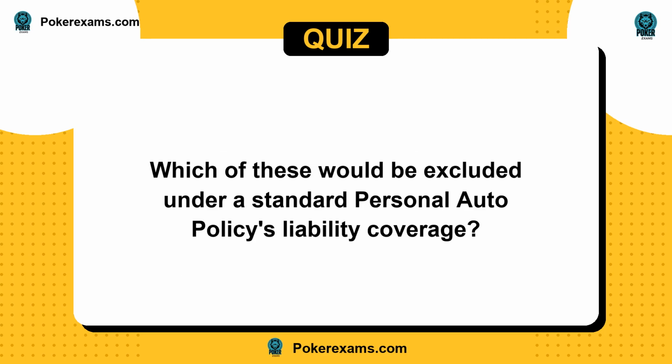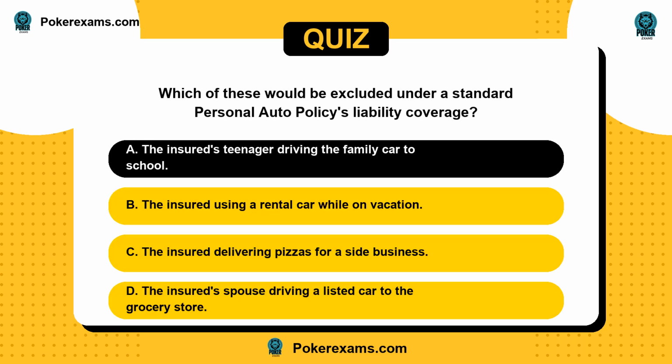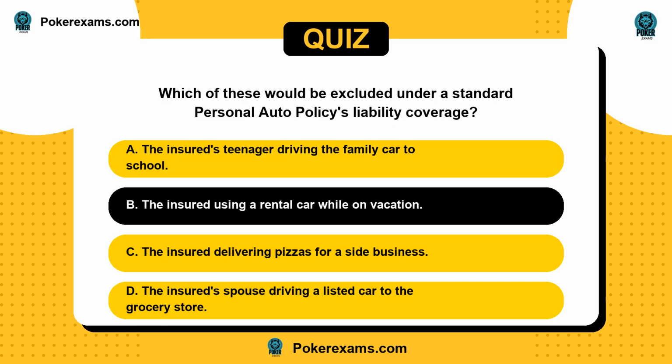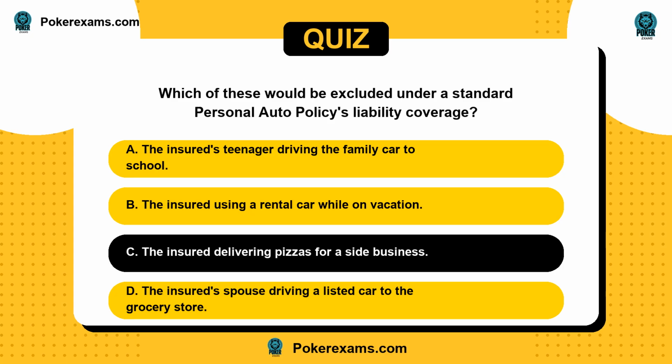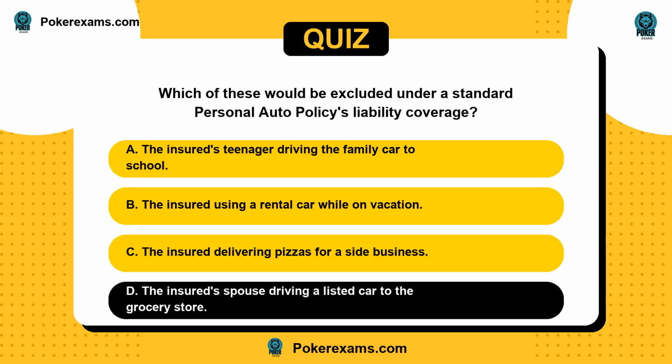Next question. Which of these would be excluded under a standard personal auto policy's liability coverage? Is it A, the insured's teenager driving the family car to school? Or B, the insured using a rental car while on vacation? C, the insured delivering pizzas for a side business? Or D, the insured's spouse driving a listed car to the grocery store?